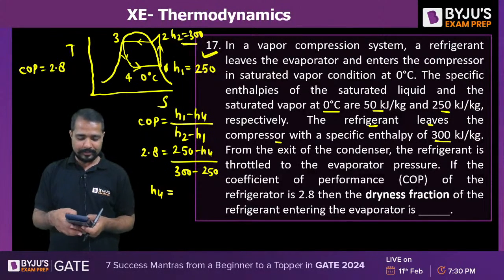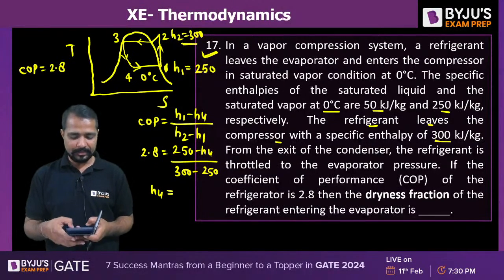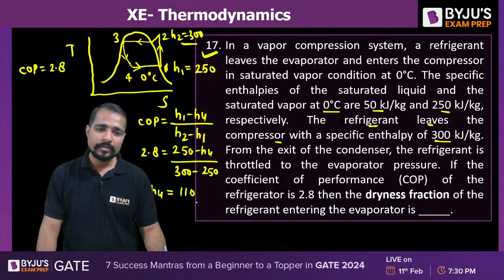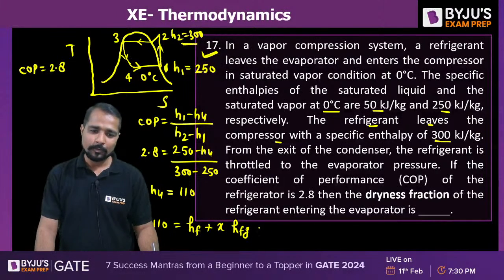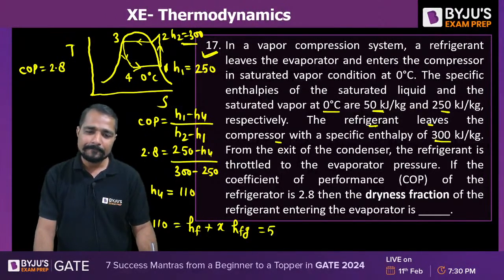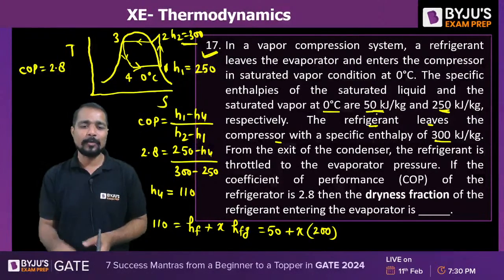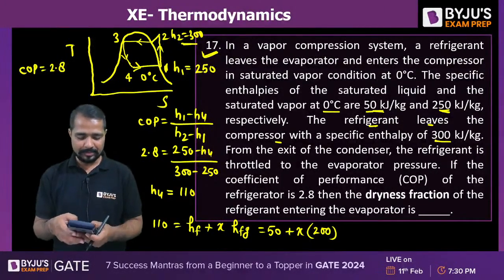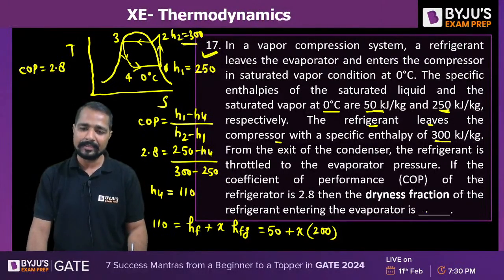50 into 2.8 and 140 minus 250, it is 110. H4, yes or no? And 110 is HF plus X HFG. What is HF? 50 plus X. What is HFG? 200. This is HG, this is HF, HFG is 200. What will be the answer? 110 minus 50 divided by 200. Answer is 0.3. Absolutely right. 0.3 is the absolute right correct answer.